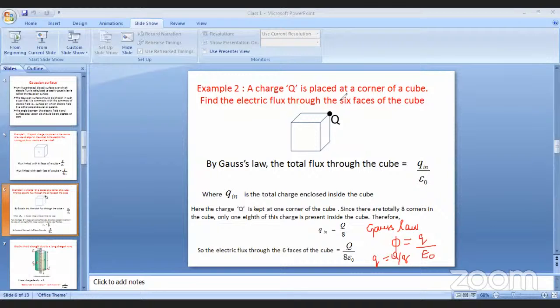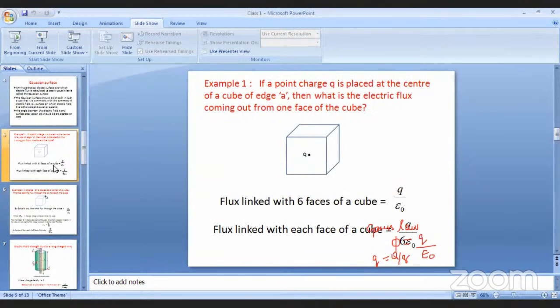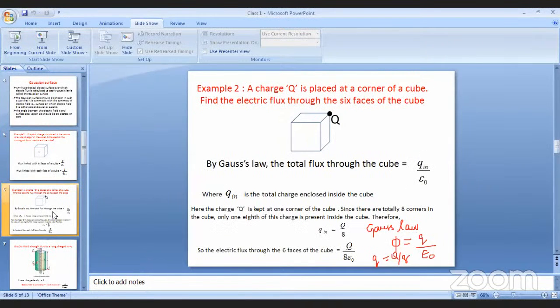In the first case, when the charge is present at the center of the cube, the flux is Q by 6 epsilon 0. And it is Q by 8 epsilon 0 when you have the charge at one of the corners. So you can easily remember these results so that whenever there is a numerical problem related to it, you can straight away apply this final result and get the answer.